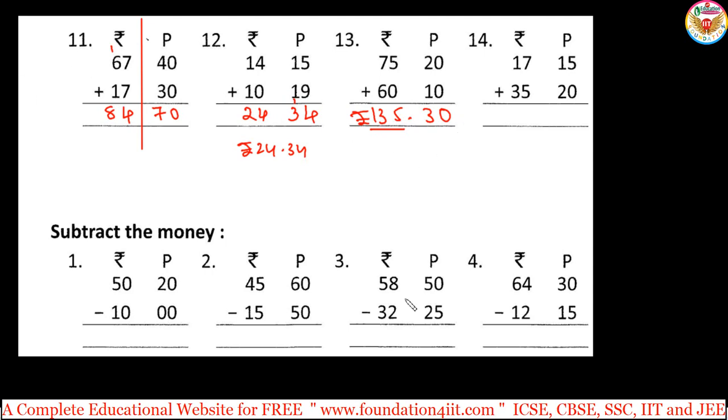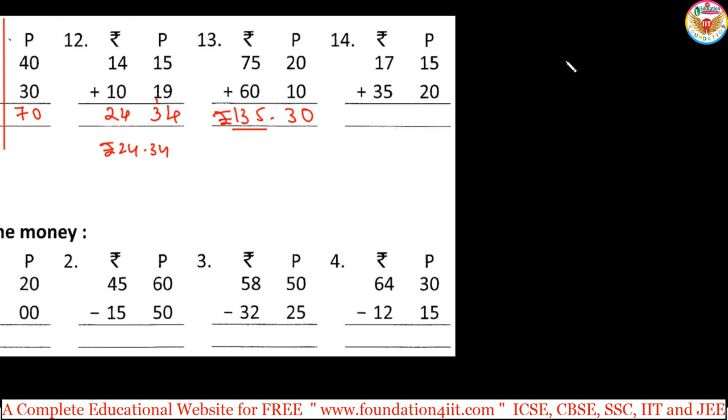Even if the rupees place is more, let me take another example. For example, 60.75 and 13.39. This is rupees and paisa. Then how to do the addition? First, 5 plus 9 is 14, right? One carry over here. And next, 7 plus 3 plus 1 is 11. 11 means don't write 11 here. So one should write 1, and one will carry to the hundreds place.